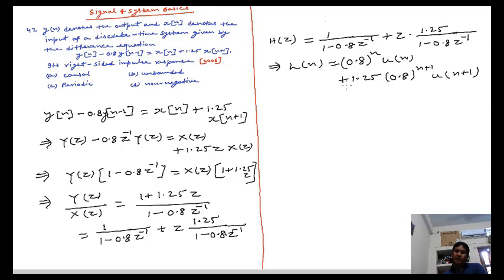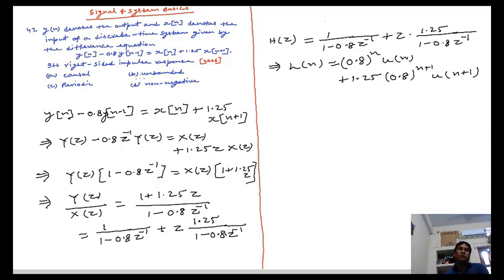Okay, and plus 1.25 times 0.8 to the power n plus 1, u[n+1]. Now let us see what the options are. The first option is causal. This system is not causal, because its impulse response also exists for n equal to minus 1, due to u[n+1]. So this impulse response is not causal.